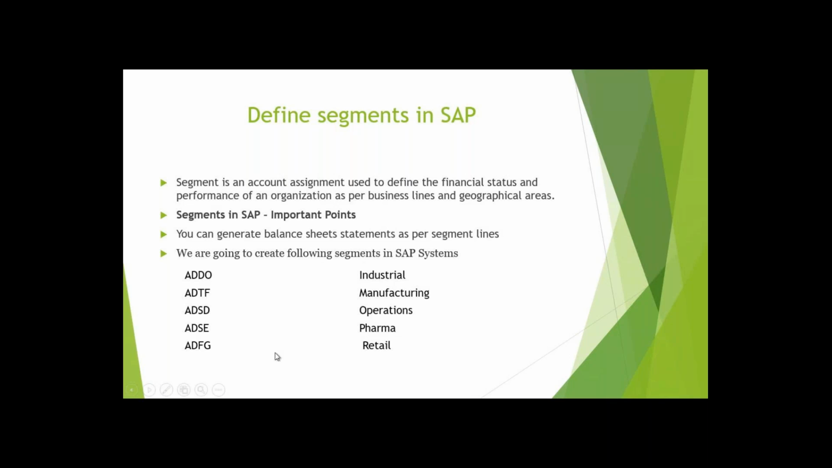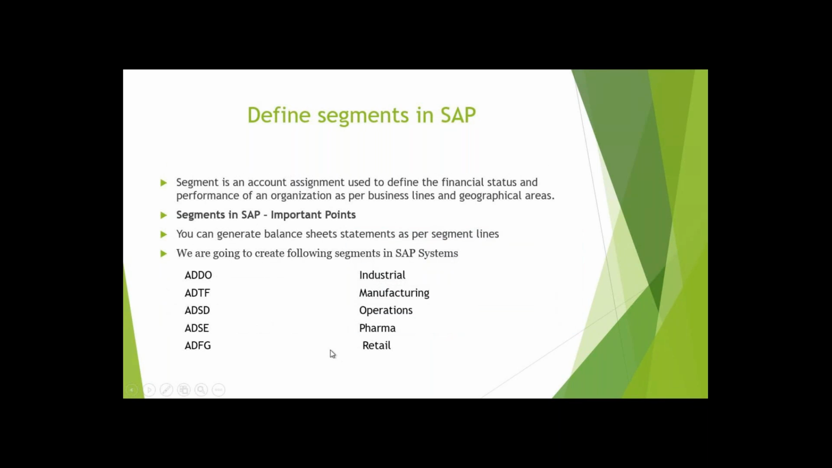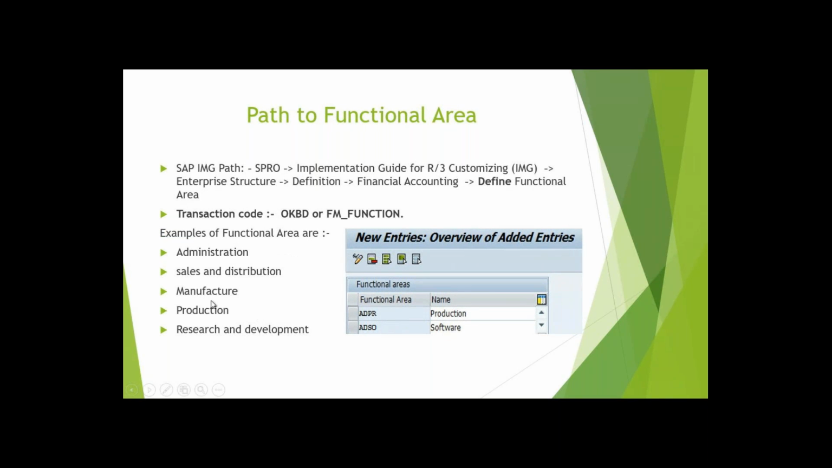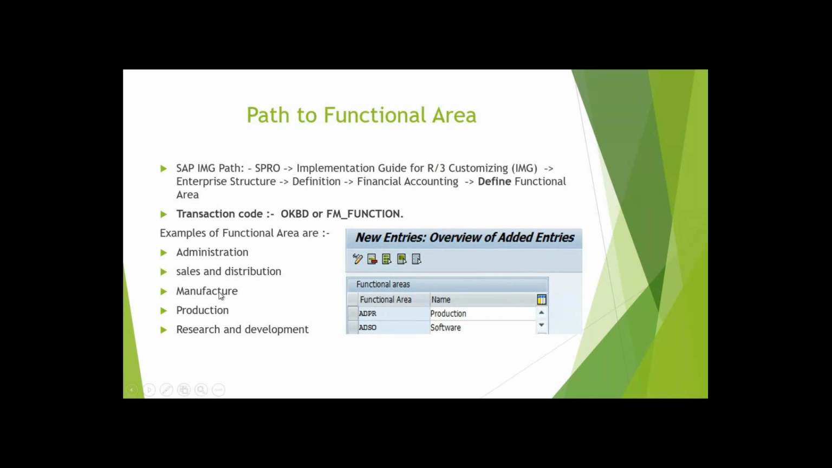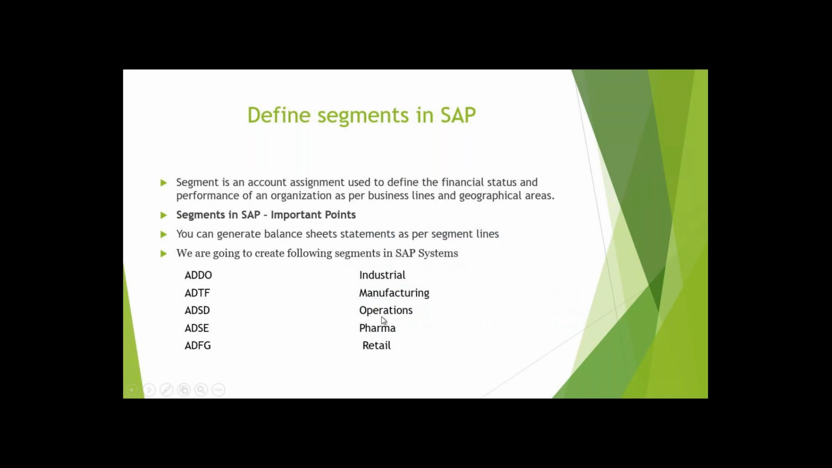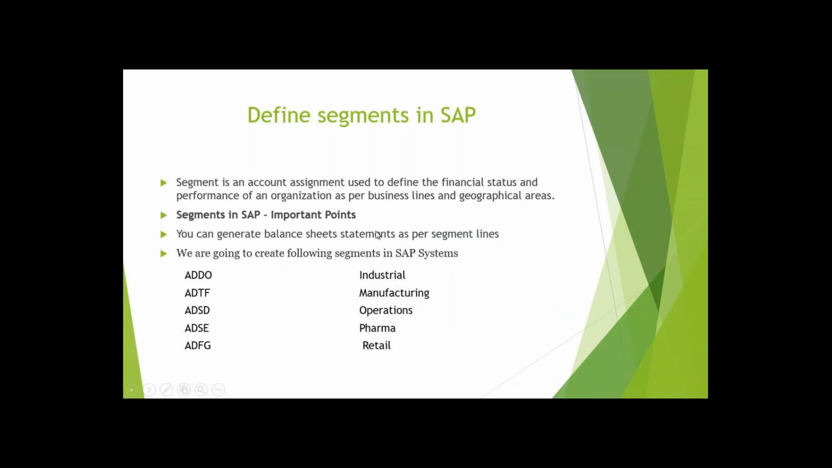So you may have, for example, administration. If I take sales and distribution, it can be done under retail. If I have manufacturing or production of medicines, or you consider research and development, that goes under pharma. Operations, if I consider it as a manufacturer, or else I can consider this under administration also. Now every one of these functional areas and business areas should be represented under one segment to take the balance sheet of those. So for that we will be creating the segment.